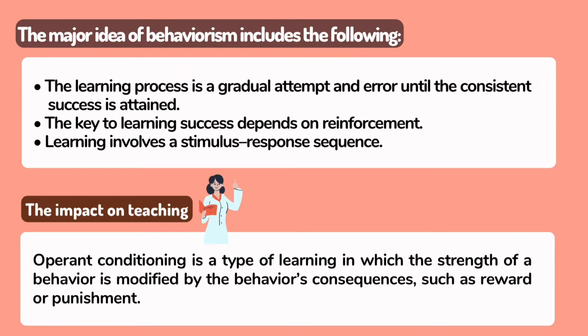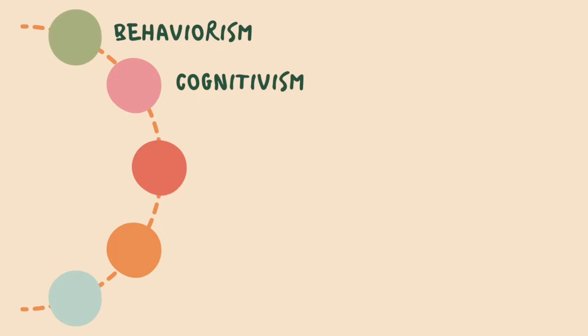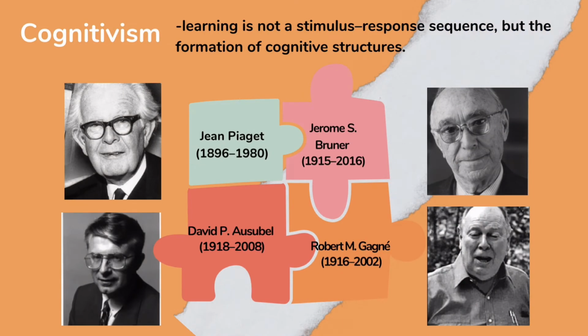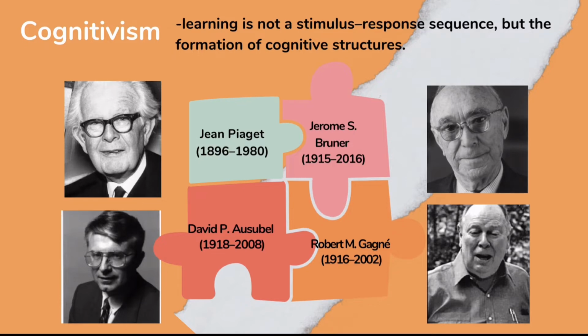The impact on teaching of behaviorism: operant conditioning is a type of learning in which the strength of behavior is modified by the behavior's consequences, such as reward or punishment. Okay, next learning theory is cognitivism. According to cognitivism, learning is not a stimulus-response sequence, but the formation of cognitive structures. Learners do not simply receive stimuli mechanically and react passively, but rather learners process stimuli and determine appropriate responses. The main representatives include Jean Piaget, Jerome Bruner, David Ausubel, and Robert Gagne.